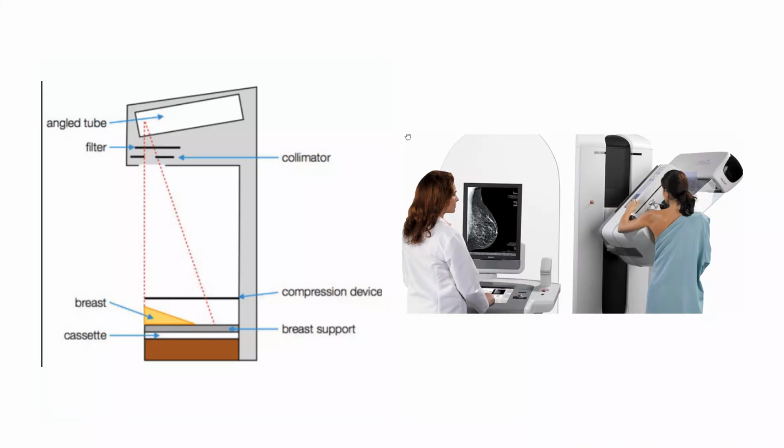Let's reflect on the tube angle, the filtration, collimation, the compression device, of course the shape of the breast, and the image receptor, and the divergency of the beam. It's quite obvious that a mammographic system is designed for one purpose and one purpose only, quite different from the standard radiography room.